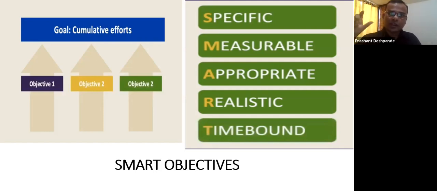Specific means it should have the target population defined also. Like if we want to reduce diarrheal infections among children, now children becomes a generic statement. So we can have a specific target group like under 5s or children under 5 years of age. So specific means that the target group should be defined, and it should have a numeric value attached to it. Then second is measurable. It is self-explanatory. It should be able to define what change it will bring, from this percent to this percent.